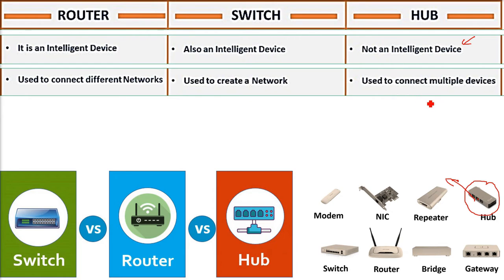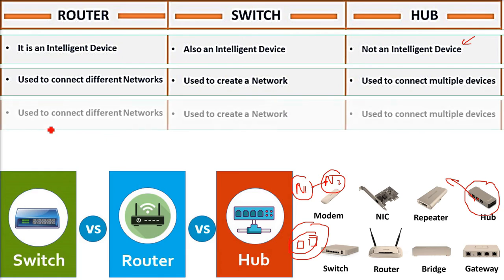Now coming back to the hub. This is used to connect multiple devices, as you see here. And just to connect devices is a hub. When you want to make a network, as I said, there are various network topologies. So when you want to make or create a network, then you are going to use a switch. When you want to connect different networks, you are going for a router.